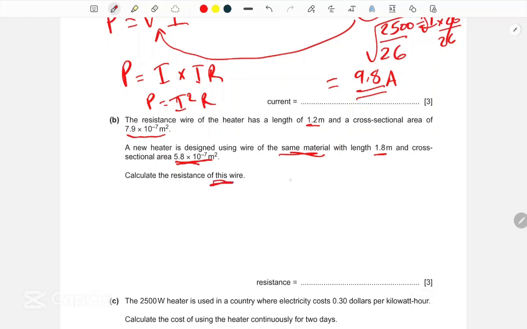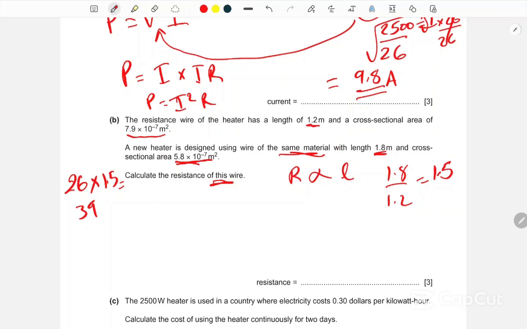So firstly, we know that the resistance is directly proportional to the length. So when the length increases, the resistance also increases. But now we have to know by how much. So at first it was 1.2, and then the other wire is going to be 1.8. So we just have to find the ratio. So 1.8 over 1.2, which is going to be equals to 1.5. So the first resistance, which is 26 ohms, so we do 26 times 1.5, which would give us 39 ohms.